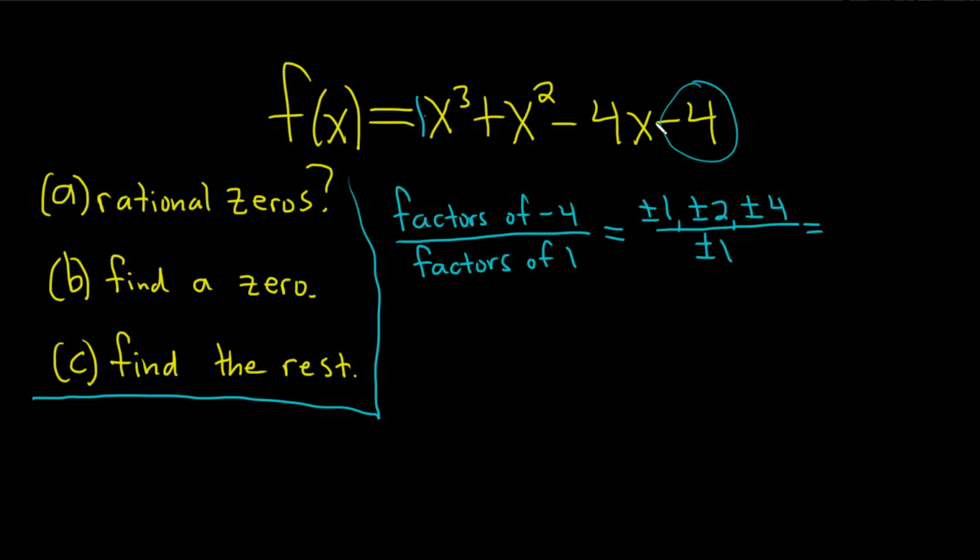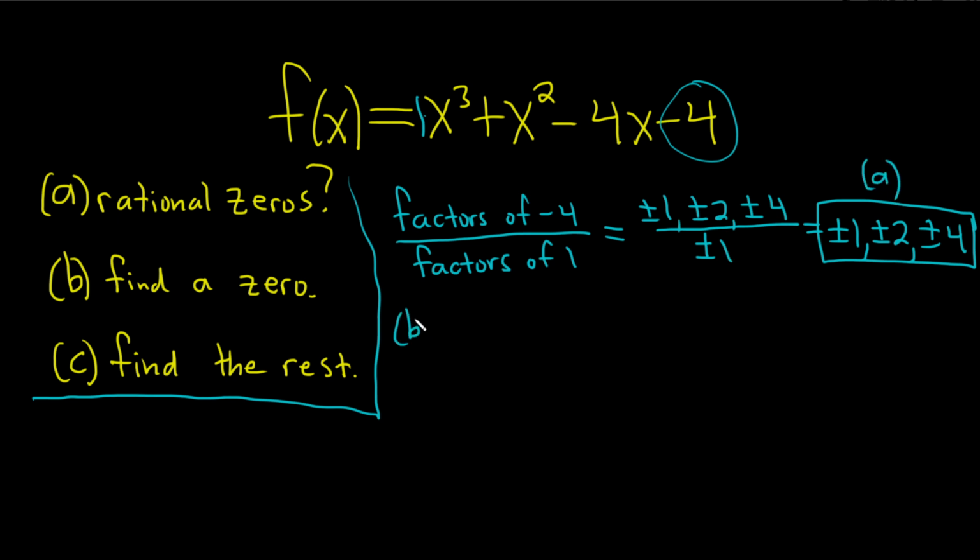Again, it's always the last one over the first one, the constant term over the leading coefficient. And don't forget the plus or minus. So 1 over 1 is 1, so we have plus or minus 1. 2 over 1 is 2. 4 over 1 is 4. So this is the answer to part A. These are the possible rational zeros.